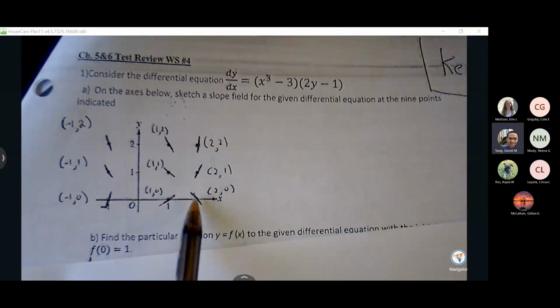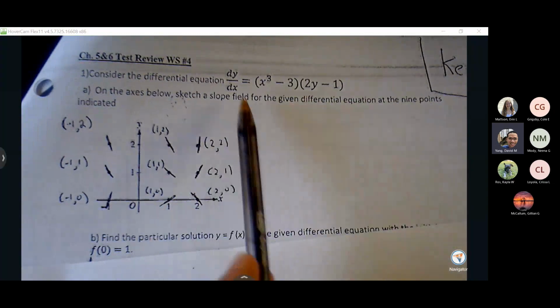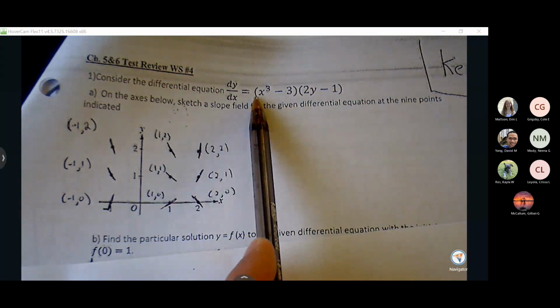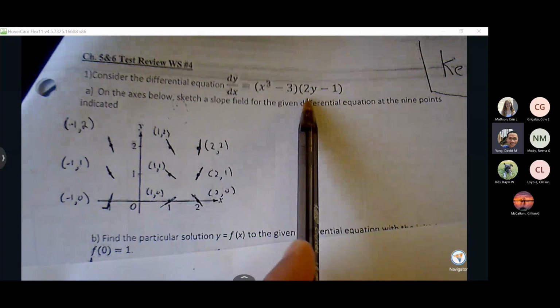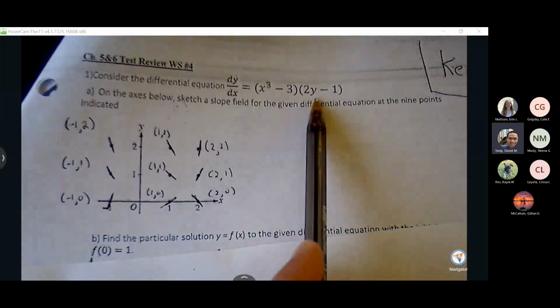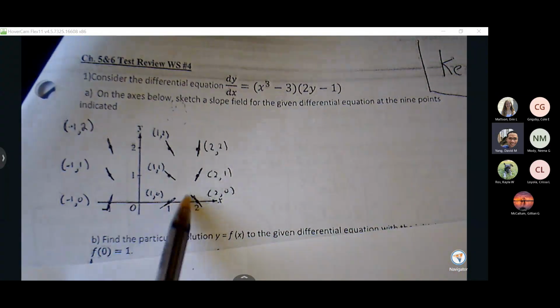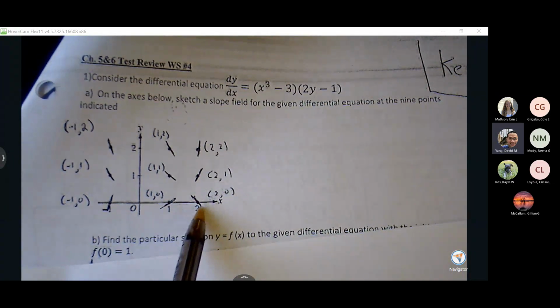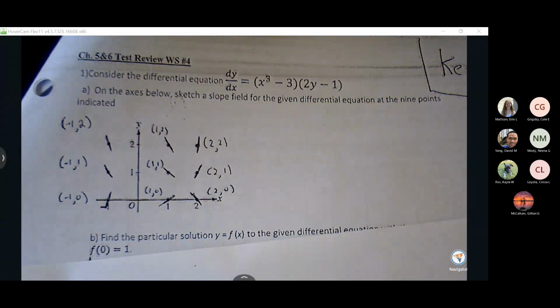So for instance, if I enter 2, 0 in for x, 2 will give me 8. 8 minus 3 is 5. 5 times -1 is -5. So I have a negative slope representing that ordered pair. Any questions of those?